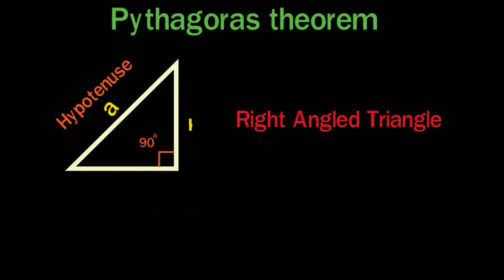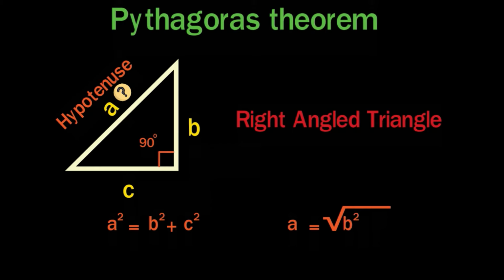Let's say this is A, this is B, this is C. So according to Pythagoras theorem, a square equal to b square plus c square. So if we want to find out what is the hypotenuse, which is a, will be square root of b square plus c square. So this is called Pythagoras theorem.